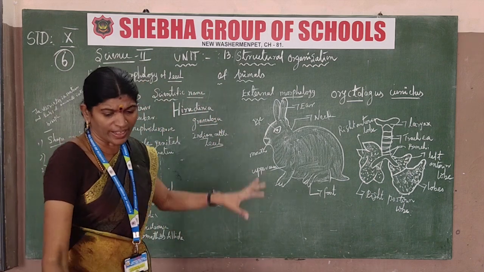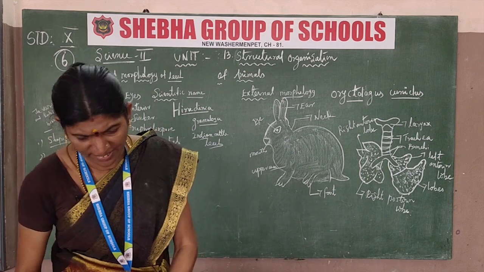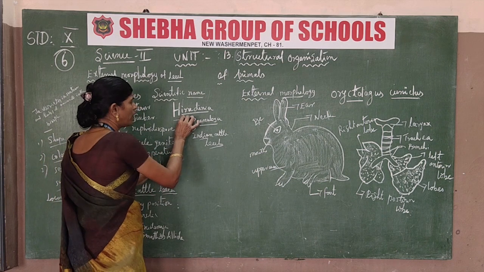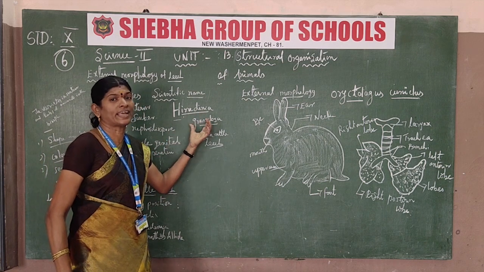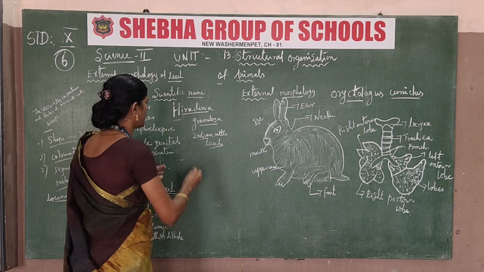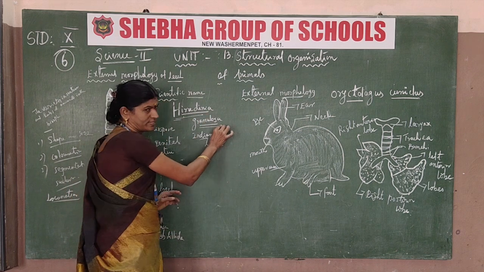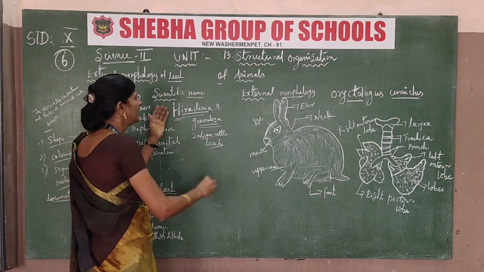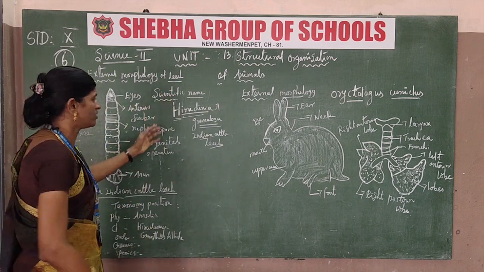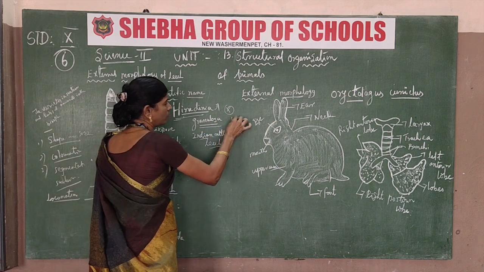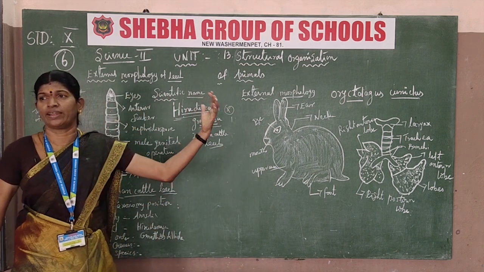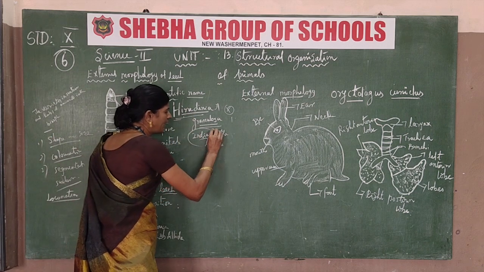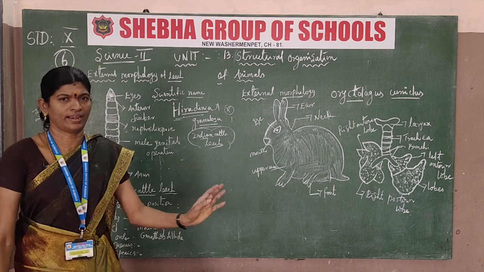So what is the scientific name of the leech? Listen, it is very important. Read it many times, spell it and write it: Hirudinaria granulosa. Hirudinaria and granulosa, so that is called the scientific name of the leech. Very important question, 1 mark. What is the scientific name of the leech? Hirudinaria granulosa. So that is the Indian cattle variety of the leech.